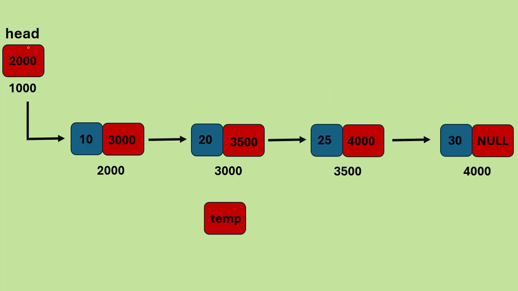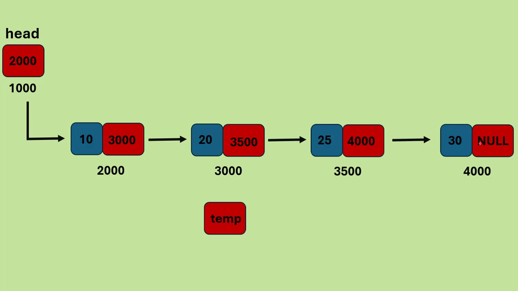See, head contains the address of the first node, 2000. I'll go to the data, 10. The next node, 3000, data 20. And the next node is 3500, which is nothing but the newly created node I have inserted between 20 and 30. That is at position 3, 25. Then I'll go to the next node, 4000. Data is 30, null. That's all.